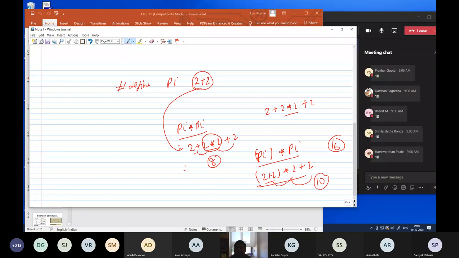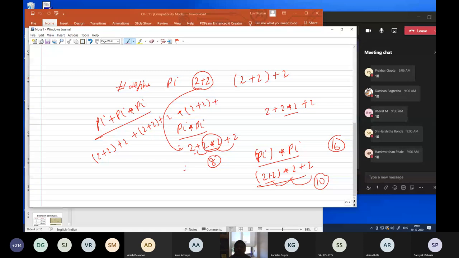Same like that, now assume that you are writing here 2 plus 2 plus 2, and you are writing pi plus pi into pi. Can you tell me what is the value we get? Anyone? So what is the meaning of pi? Simply it will write 2 plus 2 plus 2. Then you are writing again pi, 2 plus 2 plus 2. Again you are writing pi into 2 plus 2 plus 2. What is the value of this expression?